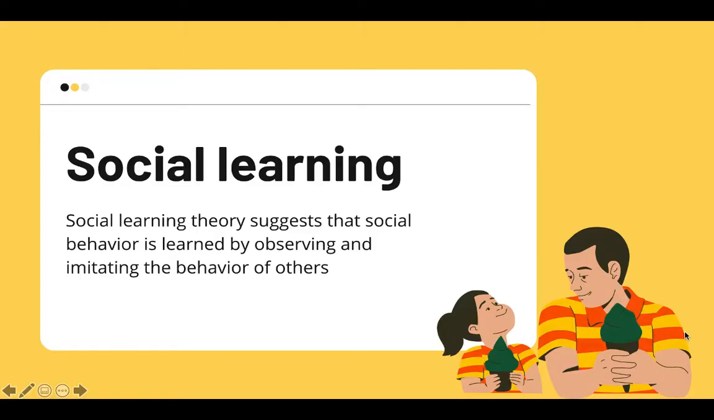So what is social learning? Social learning theory suggests that social behavior is learned by observing and imitating the behavior of others. So as a kid, we are more likely to copy the behavior of our parents. Right now, when you're a teenager, possibly it's a friend. You copy the behavior of your friend.